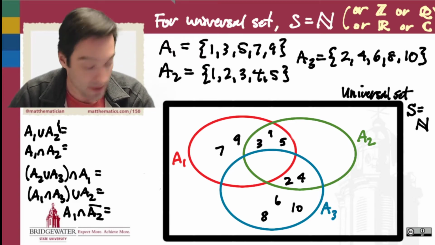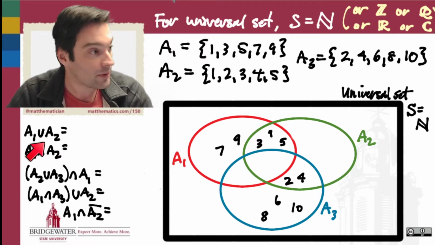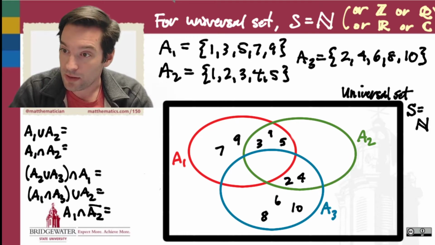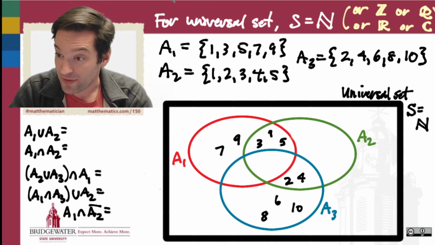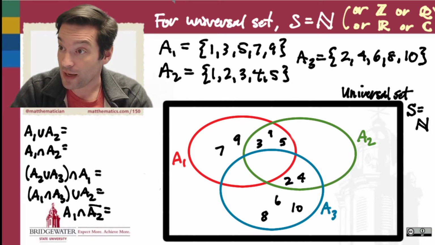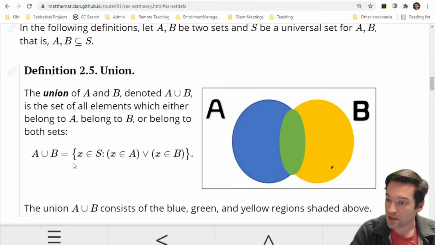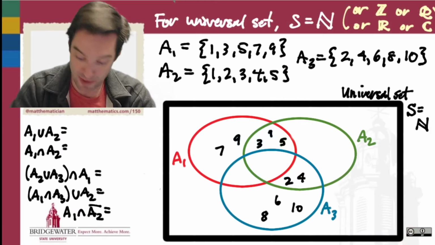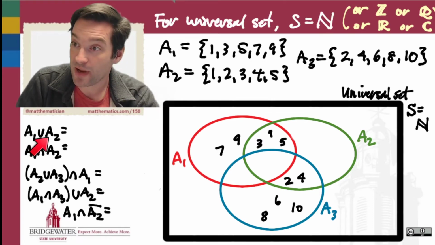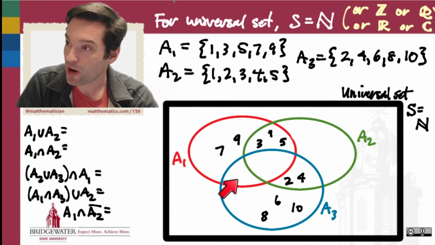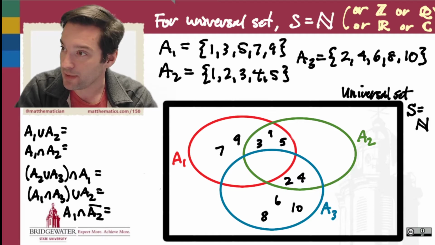Let's start with the union of A1 with A2. As we always do, we'll go back to the definition of what does union actually mean. The union of 2 sets, A and B, consists of those elements in my universe which are either an element of A or are an element of B. So we're piling all the elements of the 2 sets together when we form a union. So for the union of A1 with A2, which part of this Venn diagram should I be shading in?